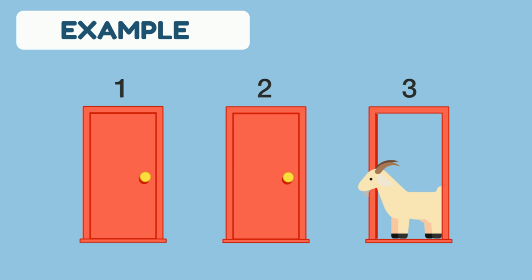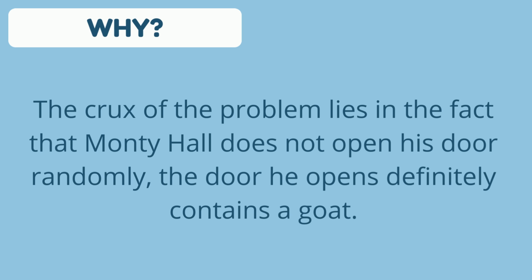For most people, it would be very straightforward and they would say it doesn't matter because among the remaining two, it would be equally probable that it would be a goat or a car. But surprisingly, the answer is if you switch, you would have more chance of winning the car. Let us see why. The crux of the problem lies in the fact that Monty Hall does not open his door randomly. The door he opens definitely always contains a goat.